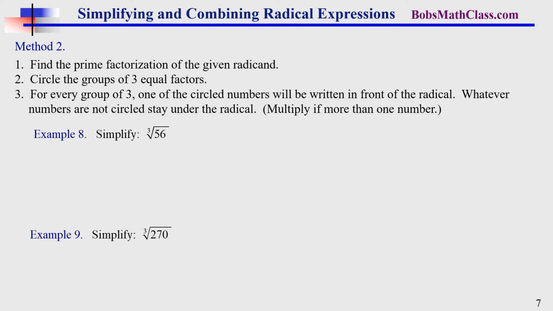Okay, here's method 2. Step 1, find the prime factorization of the given radicand. So do the tree, and then circle the groups of 3. For every group of 3, one of the circled numbers will be written in front of the radical. Whatever numbers are not circled stay under the radical. And if you have more than one number in front or inside, you multiply those numbers.